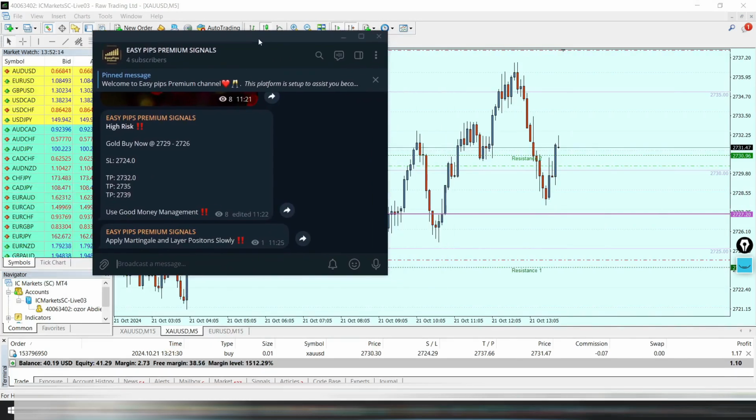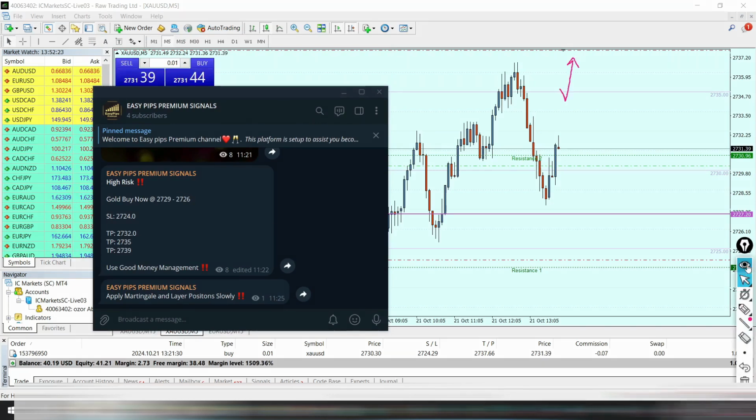So as you can see guys, this is the signal I've given out. You can see it here. I've given out the signal to buy, and you can see it now playing out nicely here. So this was the signal to buy gold at this particular price level, and this was the take profit, and the stop loss are here.